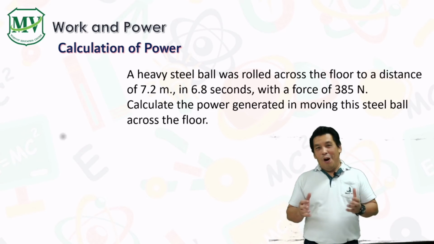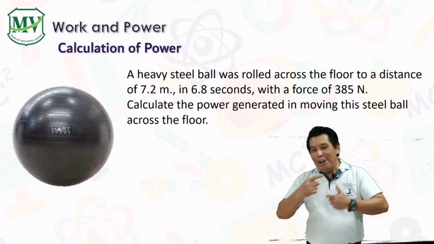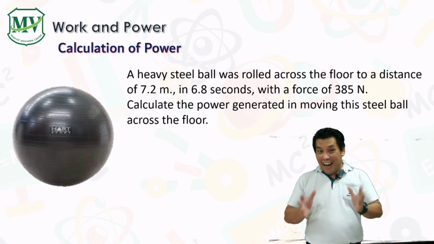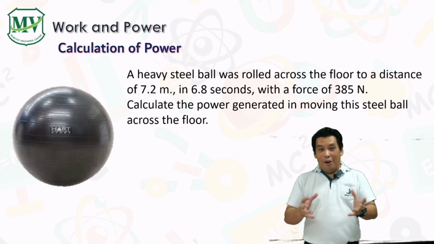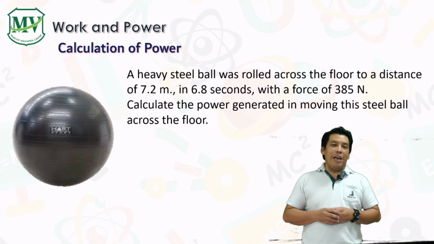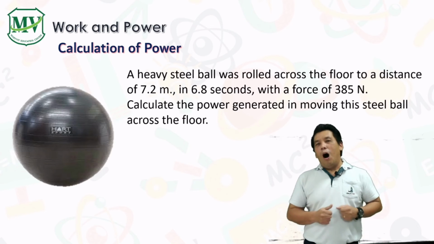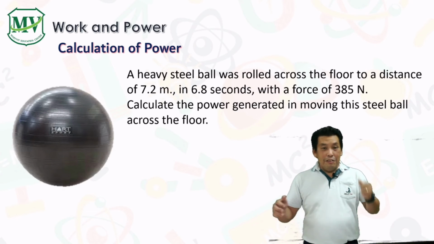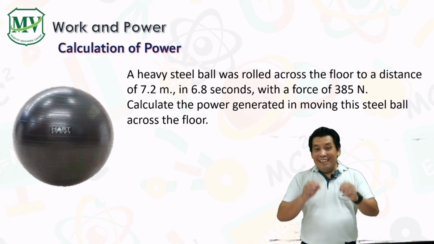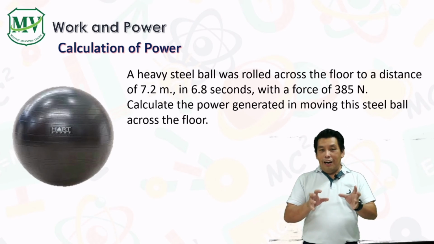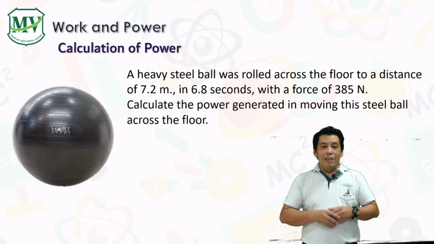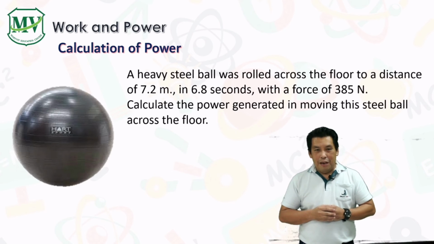A heavy steel ball was rolled across the floor to a distance of 7.2 meters in 6.8 seconds with a force of 385 newtons. Now calculate the power generated in moving the steel ball across the floor. Now for this problem, we need to calculate the power. The problem is the heavy steel ball rolled on the floor with a distance of 7.2 meters in 6.8 seconds with a force of 385 newtons.